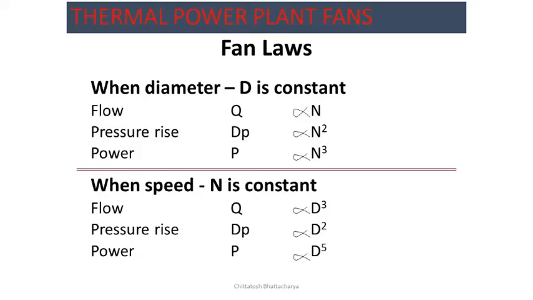Again, when the RPM is constant, then we find the flow is proportional to d cube, with respect to diameter of the impeller, and the differential pressure across the fan is proportional to d square, that is diameter of the impeller square, and power requirement to run the fan is proportional to d to the power 5. So these are the basic fan laws.